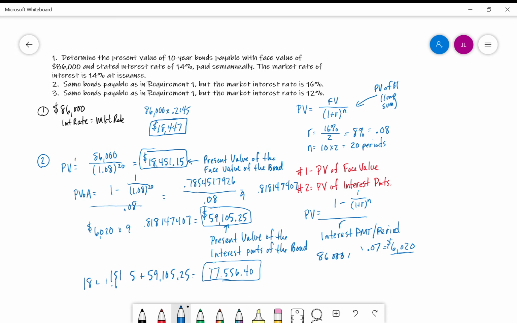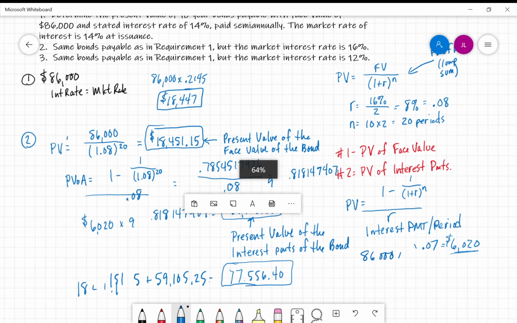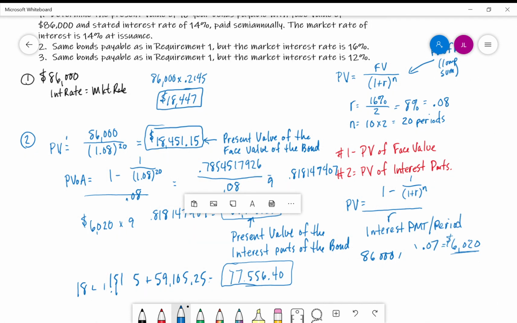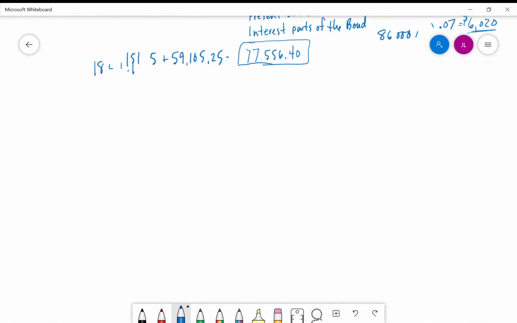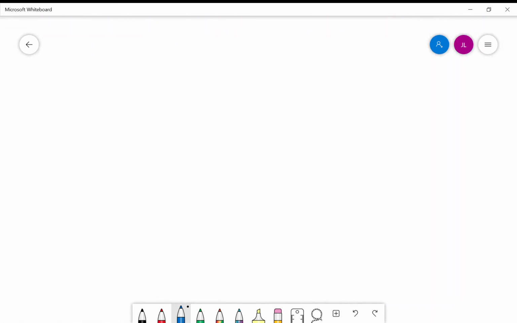Now, let's look at part 3 of this. Now the market interest rate is 12%. Now when we're at 12%, the market rate is 12, the bond rate is 14. The bond's having a higher interest rate than the market. In a case like that, this bond should be issued at a premium. So we'll come down here a bit. We'll get all this stuff out of the way. And we will look at number 3.